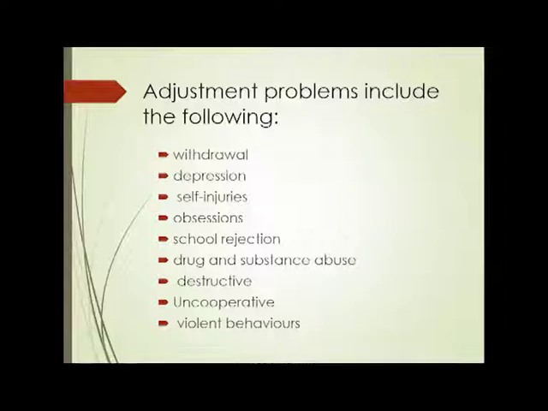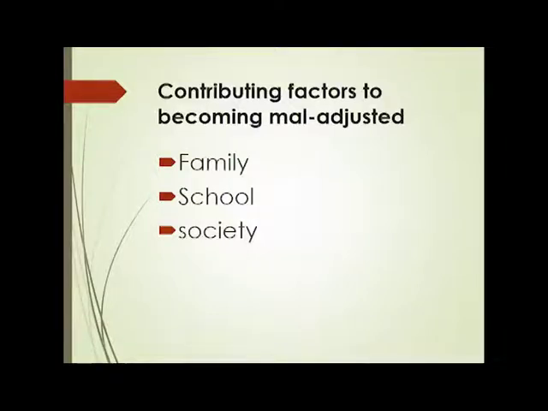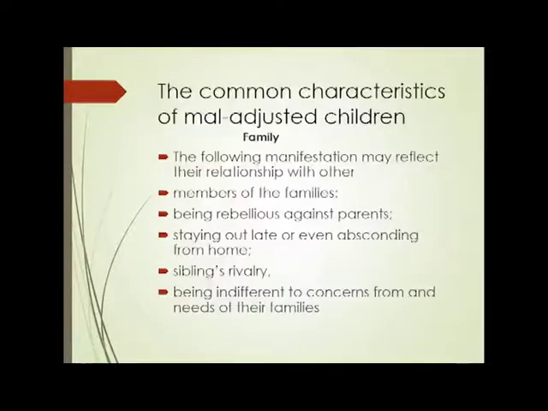And I also want you to look at adjustment problems, which include withdrawal, depression, self-injury, obsession, self-rejection, drug and substance abuse, school rejection, distraction, and uncooperative and behavioral problems. Adjustment problems have to do with, for example, a child having to readjust to a new environment, a new system. Contributing factors to becoming maladjusted: how do school, society, and families contribute to us being maladjusted to the environment?